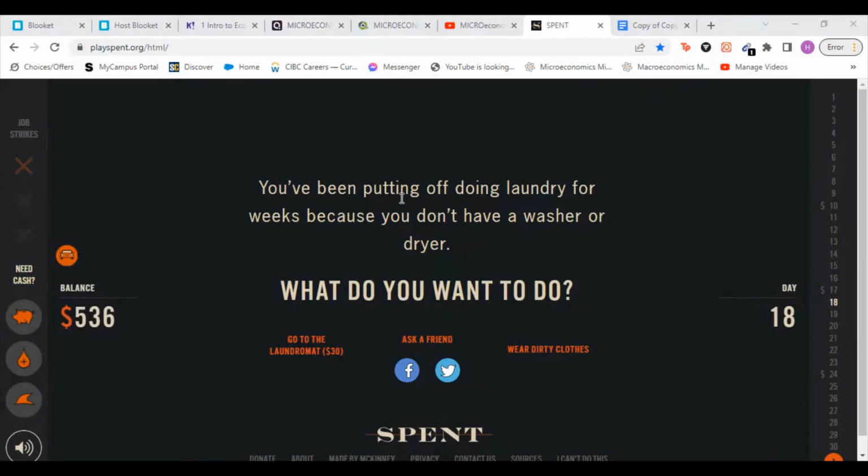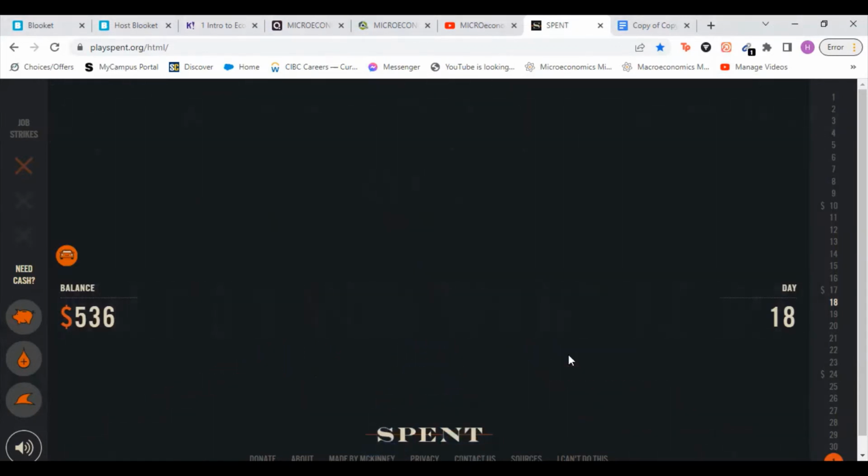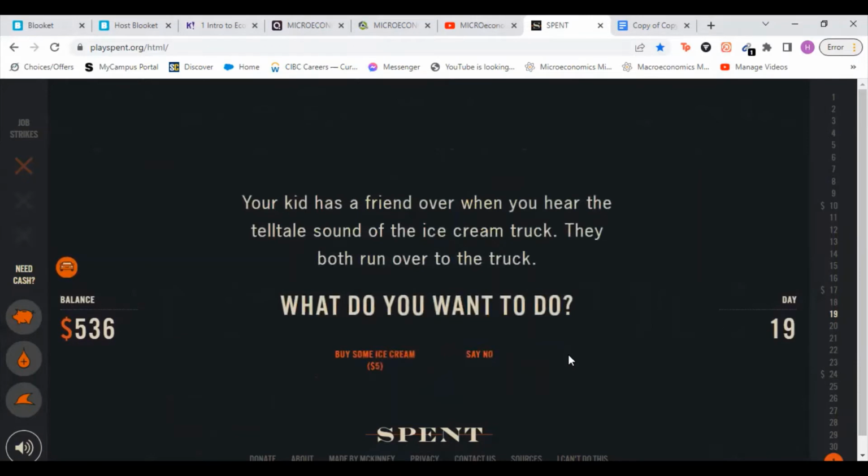So you've been putting off doing laundry for weeks because you don't have a washer dryer. What do you want to do? Go to the laundromat, ask a friend, or wear dirty clothes. Ask a friend, probably. Yeah, then wear dirty clothes. Yeah, just the wear dirty clothes option is fine.